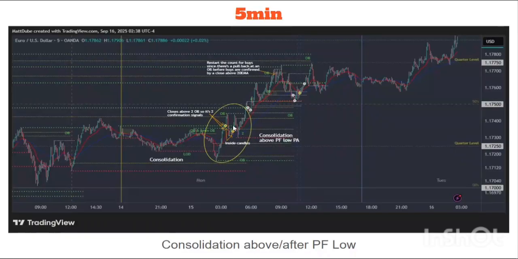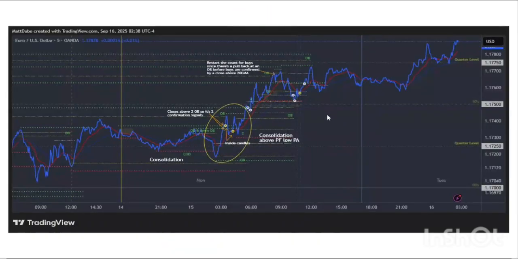There have to be things that we look at within price that show us a valid entry to the upside. I do have videos that have explained in detail and showed multiple examples of this consolidation above peak formation low. The reverse of this would be the consolidation below, or after, a peak formation high.